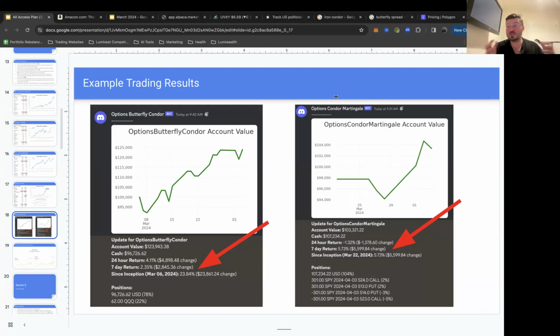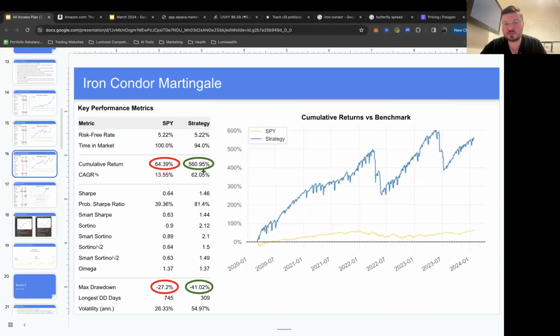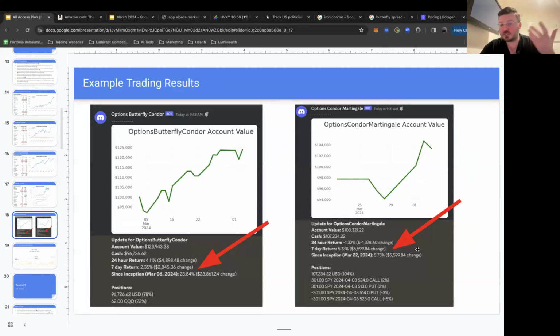That's a great question, right? Because in real life, if you want to back test this and you want to run it, right? Cool. So this one's been doing really well, 23%, 24% in less than a month. That's pretty damn good. Here's the Condor Martingale. This one is the one I just showed you that was doing 62% a year. It's also done very well.